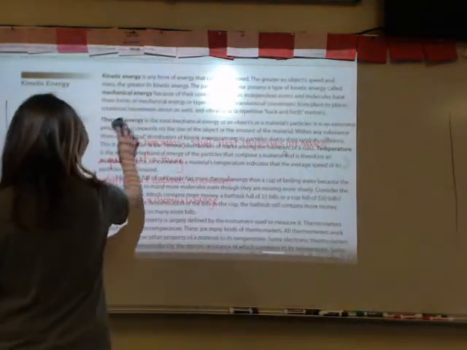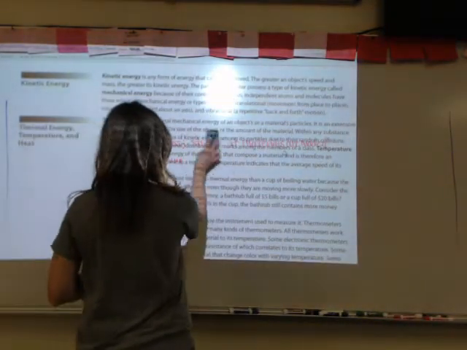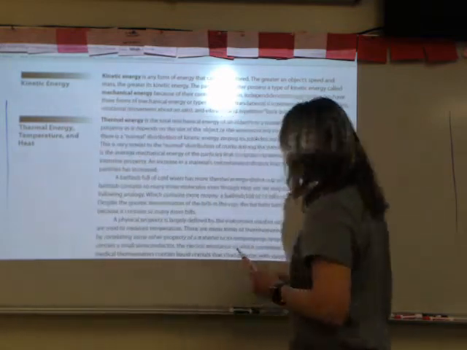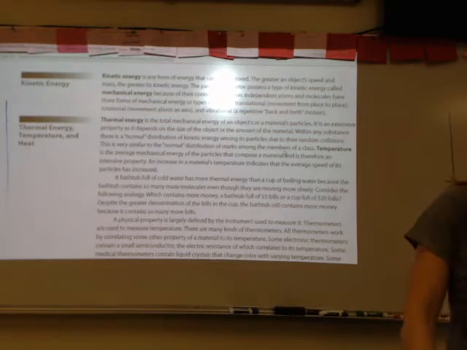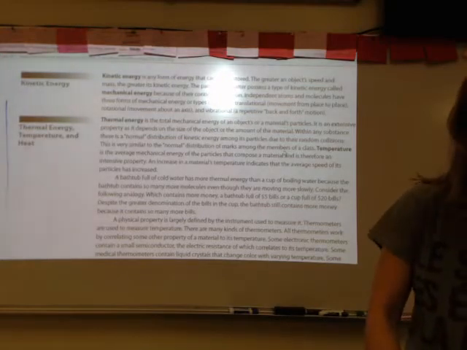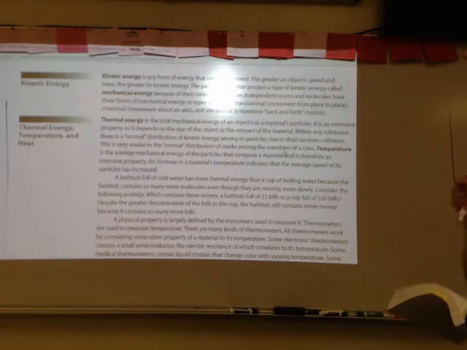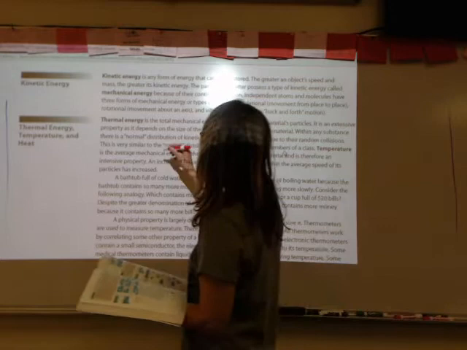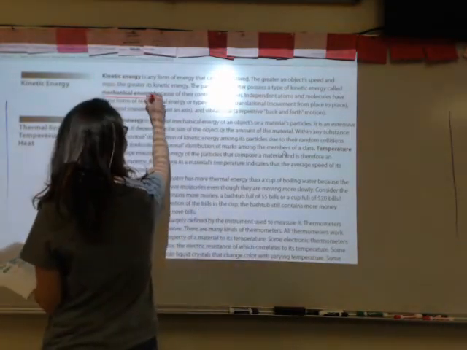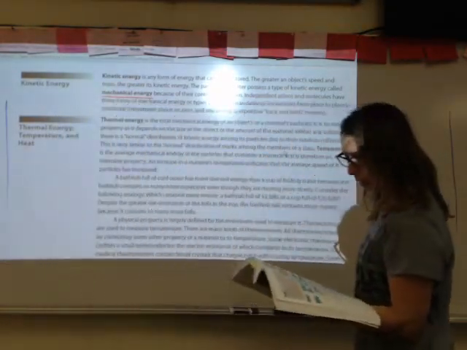Let's talk about kinetic energy. Kinetic energy is the energy of motion. It's any form of energy that cannot be stored. And the greater an object's speed and mass, the greater its kinetic energy. So the particles of matter have a type of kinetic energy known as mechanical energy because of their continuous motion.